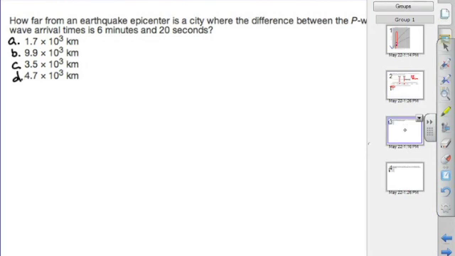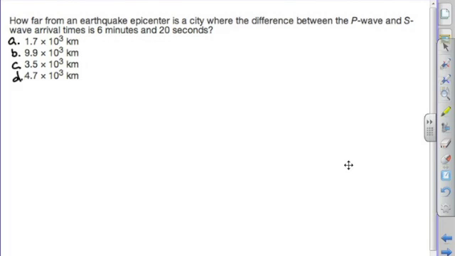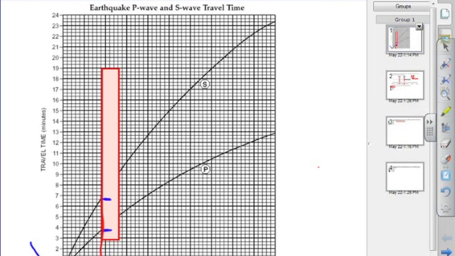Let's do one more. Question 2, how far from an earthquake epicenter is a city where the difference between the P wave and the S wave arrival times is 6 minutes and 20 seconds. So here they're just providing me with the lag time, the difference between the S wave and the P wave. So I need to go slide and glide 6 minutes and 20 seconds.